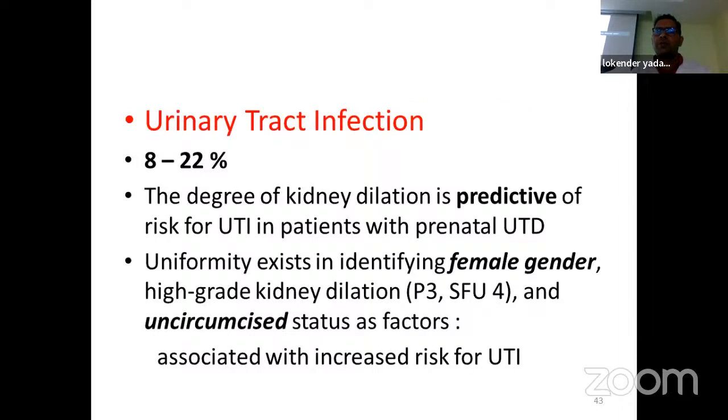And the urinary tract infection, its incidence is about 8 to 20% in case of patients with antenatal hydronephrosis. The degree of kidney dilatation is predictive of risk for UTI in patients with prenatal urinary tract dilatation. Uniformity exists in identifying female gender, high-grade kidney dilatation, that is SFU grade 3 and 4, and uncircumcised status as factors that are associated with increased risk of UTI.